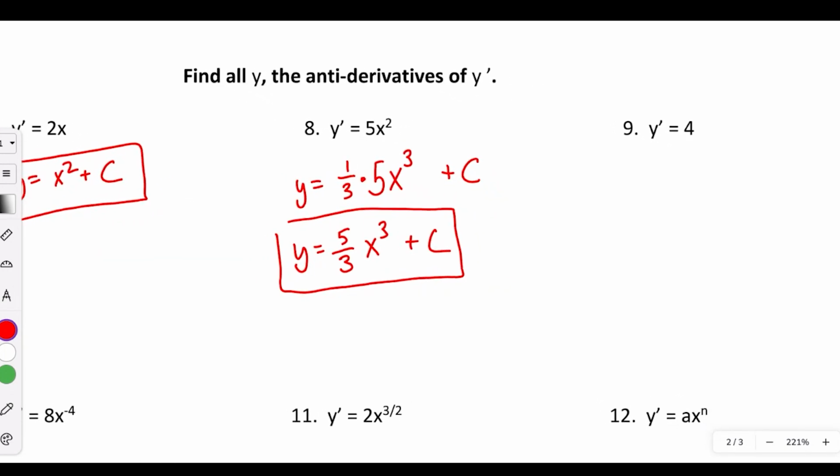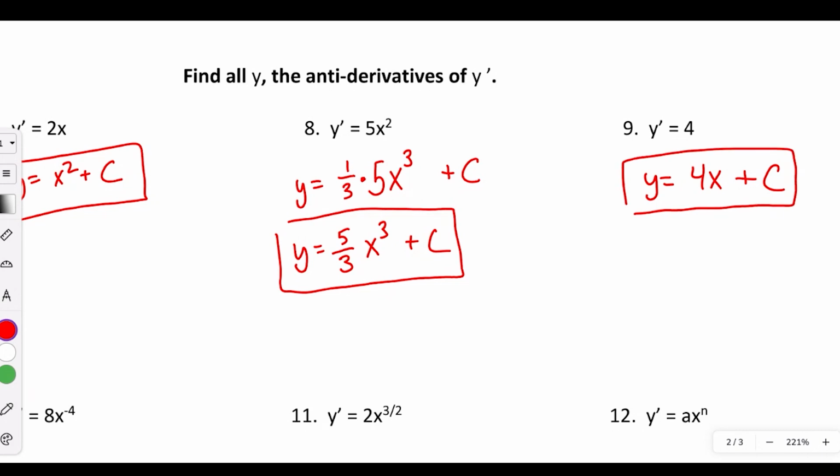Okay, let's say y prime is 4. So think about it like this. I'm saying I have a function and its slope is 4. What is a function, I should say? 4x, right? It has a slope of 4, right? So y here would be 4x, but then I could add any constant, right? Because 4x plus 1, 4x plus 7, all of those would have the same slope. And so that was a little bit easier.